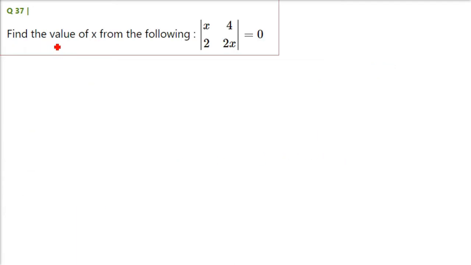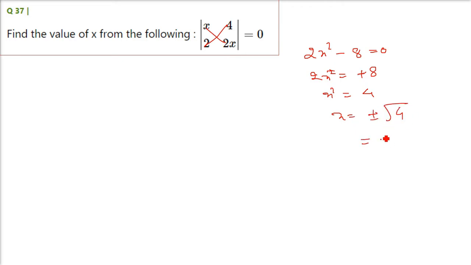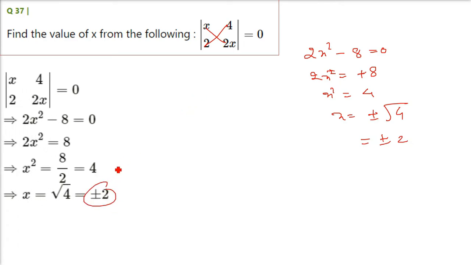Find the value of x for the following. Simply x into 2x, 2x squared, minus 4 into 2, which is 8. So 2x squared minus 8 equals 0. You get 2x squared equals 8. So divide both sides by 2. You get x squared equals 4. And that is x equals plus minus 2. So this is the answer, plus minus 2. Both you are going to take.